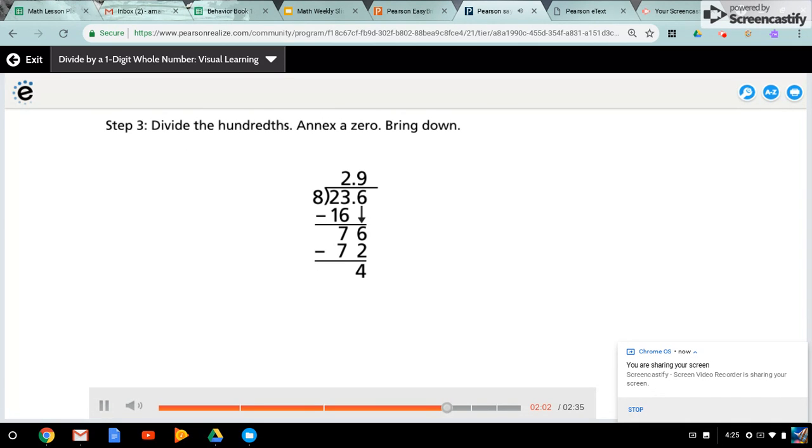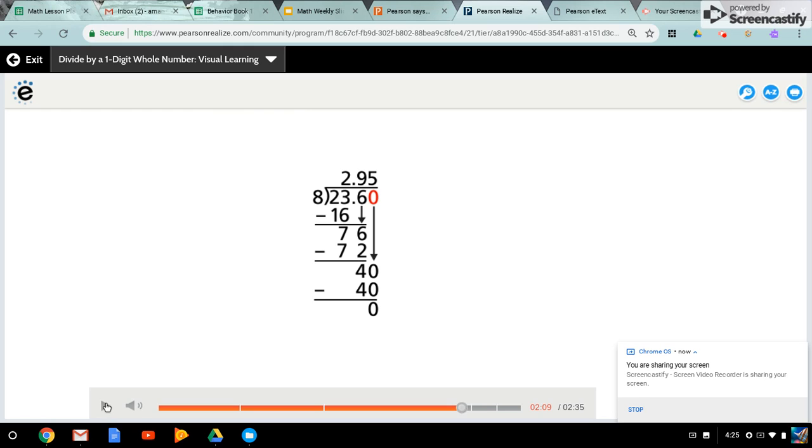Divide the hundredths. Annex a 0. Bring down. So right here is where we are learning something brand new. Absolutely brand new. Here's what it is. We annex a 0 because we don't want Rover to ever remain when we're dividing by decimals. Think about that long division family. That's what I'm talking about when I say Rover. He's going to either repeat or he's going to fall asleep. Those are the only two choices when we're dividing decimals.